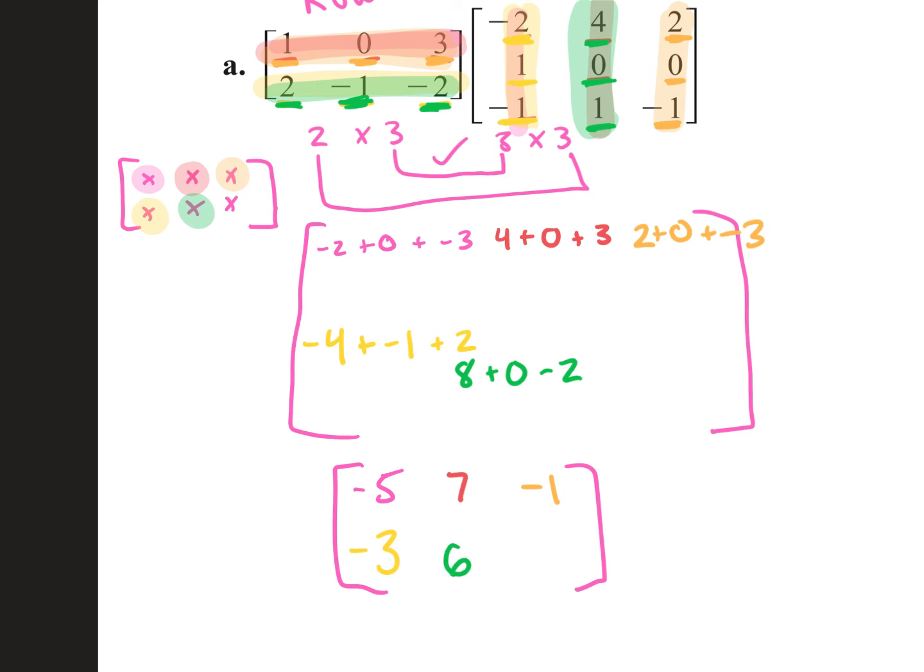And then lastly, we have the second row, third column. Goes in the second row, third column spot. So first number times the first number, 4. Second number times the second number, 0. And third number times the third number, 2. So 4 plus 0 plus 2, 6. So this is our answer.